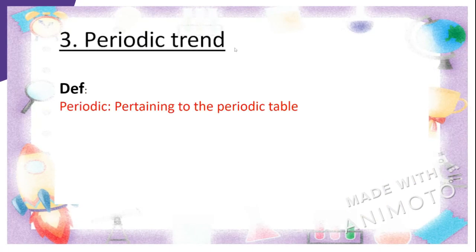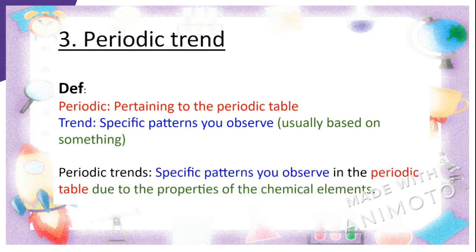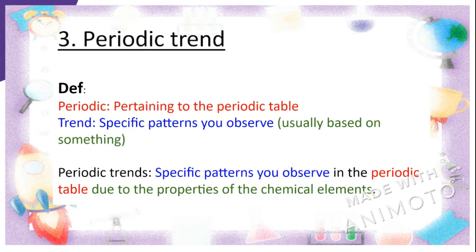Now, to answer that previous question, we must first define what a periodic trend is. The definition of a periodic trend, let's start with periodic. Periodic refers to pertaining to the periodic table, whereas trend refers to specific patterns that you observe, usually based on something else. So putting it all together, we have periodic trends, which means specific patterns that you observe in the periodic table due to the properties of the chemical elements.